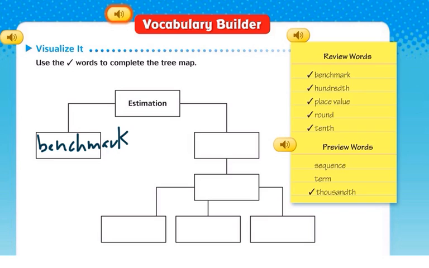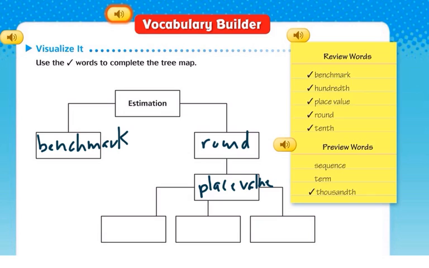And as you can see, that benchmark is the first word that we're going to fill in for our tree map. And you'll notice again that a tree map is very similar to a family tree. So under estimation, we have benchmark. We also have on the other side, round. So we are going to take that word round and put it underneath estimation. Now, in order to round numbers, boys and girls, we have to use place value. So place value would be in the next box.